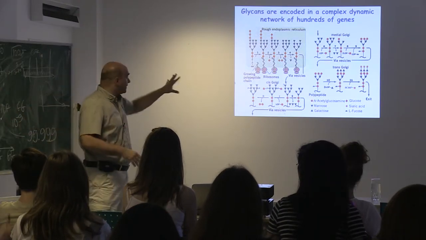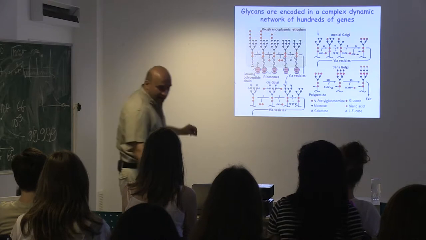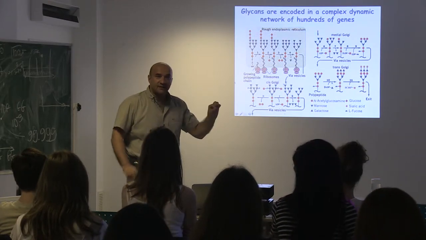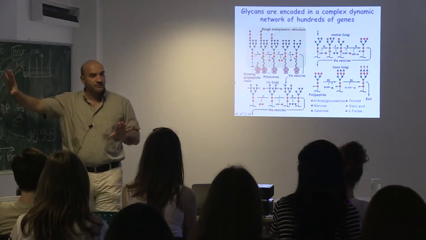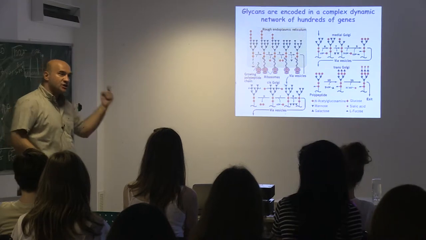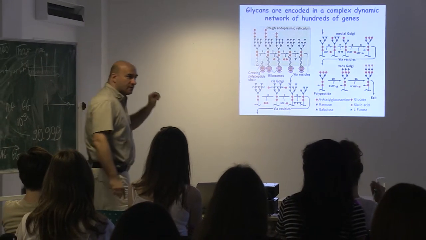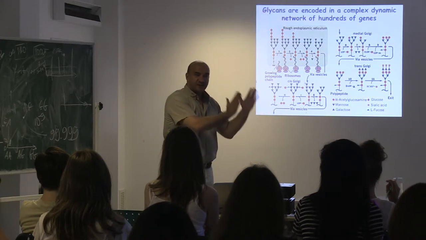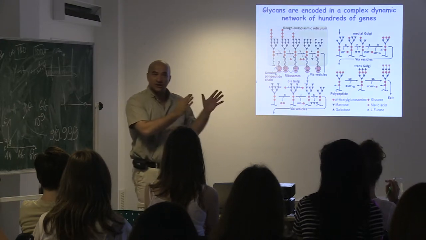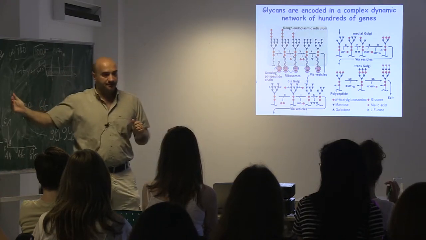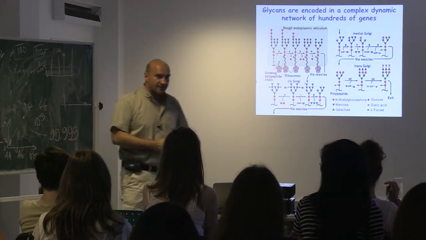That's simple. Here, you have a mutation in any of those enzymes. They are affecting all the glycans which are being produced in that branch of a pathway, which are then being attached to thousands of proteins where they have completely different functions. So you cannot assign a single mutation in the gene linked to glycosylation with a defined phenotype. Usually the phenotypes are very complex.